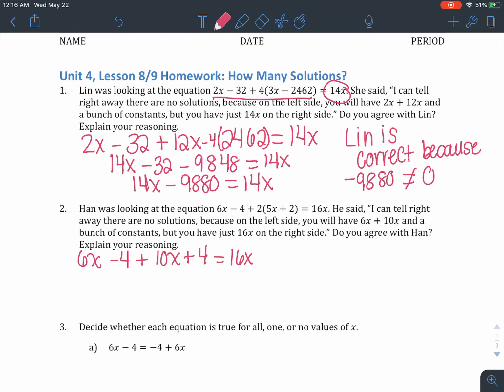Now, we want to combine like terms. So I do agree with Han in saying that we can combine 6x and 10x. And that's going to give me 16x. But we also have minus 4 plus 4. Now, that's going to give me 0. And so, I'm going to be left with 16x equals 16x. So, Han is incorrect.